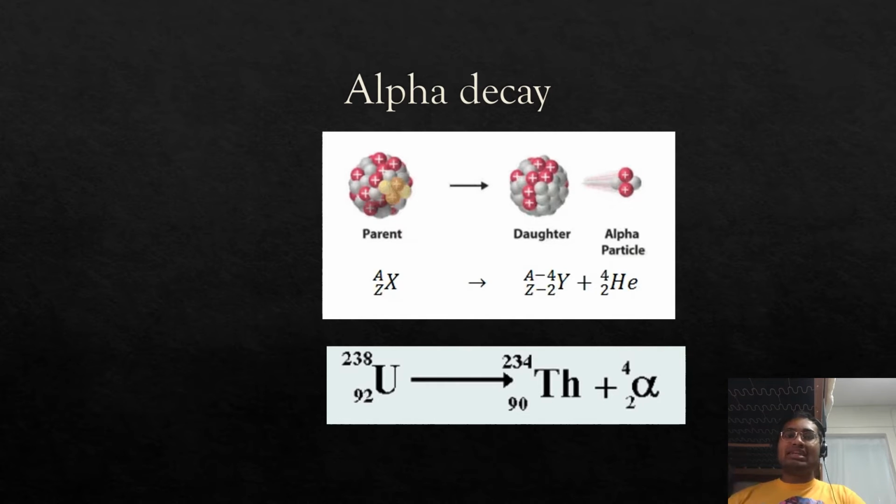And the first radioactivity equation that we will be talking about is the alpha decay. And what happens in the alpha decay is a parent nucleus goes to the daughter nucleus and an alpha particle. And this alpha particle is denoted by the helium nucleus, the 4,2 helium, or it can also be written as 4,2 alpha. And the daughter nucleus, what happens to the atomic number is that it decreases by 2, and the mass number decreases by 4.